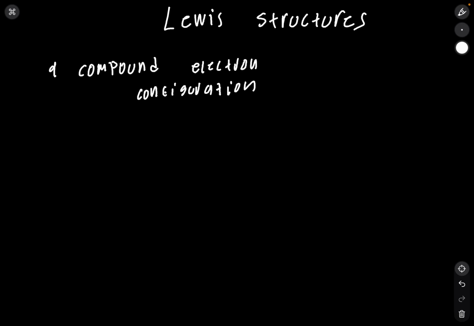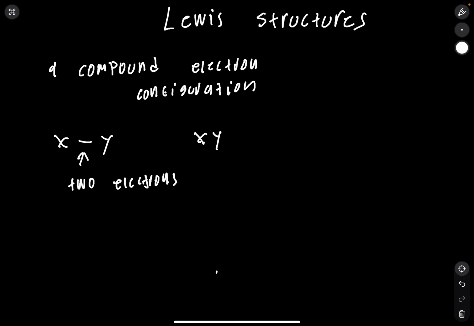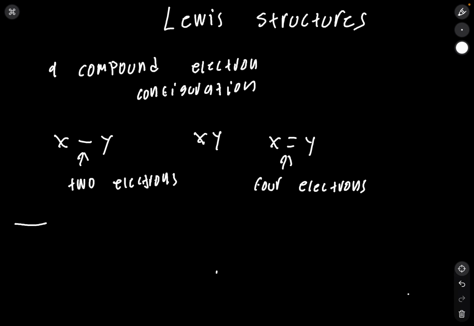So essentially, let's say you had X and Y. This would be two electrons that represent them being connected together. And then let's say you had a double bond. This would be four electrons. So essentially, every single line that you see between elements is two electrons.